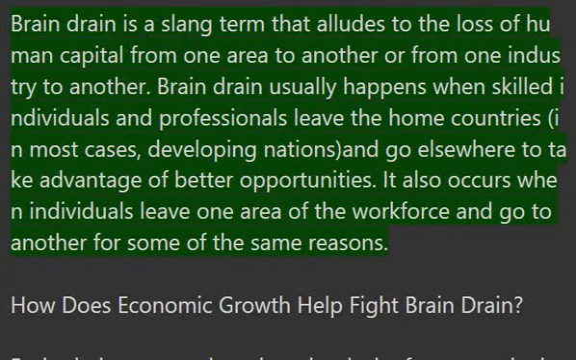Brain drain is a slang term that alludes to the loss of human capital from one area to another or from one industry to another. Brain drain usually happens when skilled individuals and professionals leave their home countries, in most cases developing nations, and go elsewhere to take advantage of better opportunities. It also occurs when individuals leave one area of the workforce and go to another for some of the same reasons.